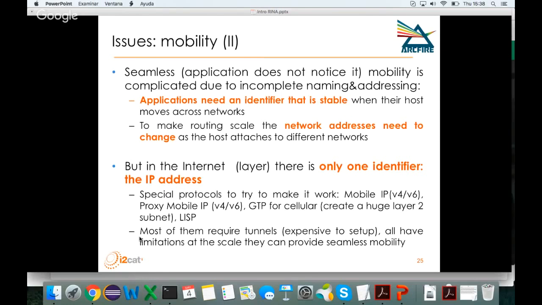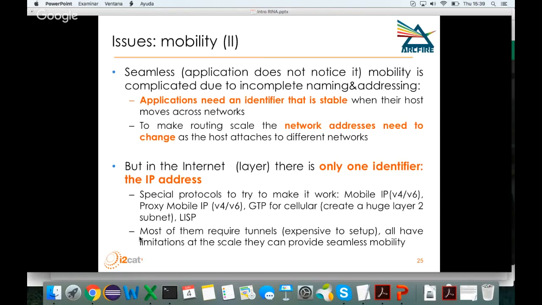But the problem is that in the internet layer there is only one identifier, the IP address, and it has to change. And so the IP address is used both for routing and also to identify applications, as we have seen before. So addressing must change to allow routing to scale, but it has to stay stable to allow applications to move without breaking flows. Clearly, you have a big problem here.